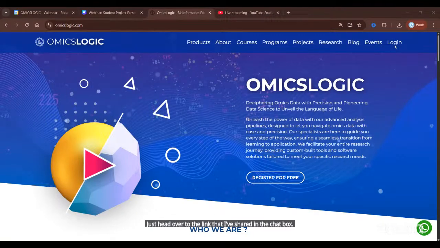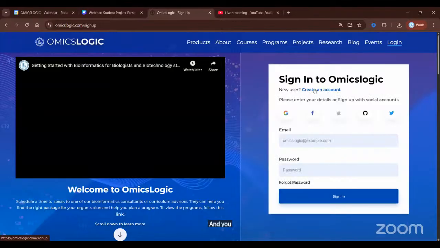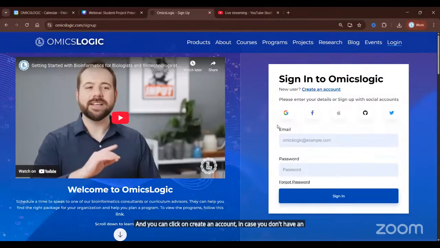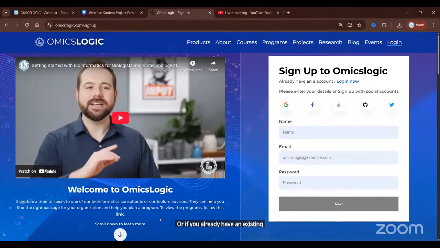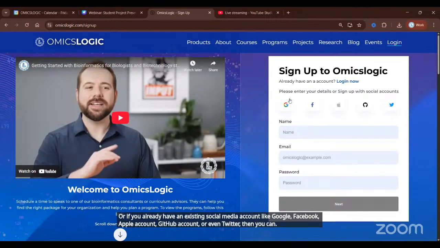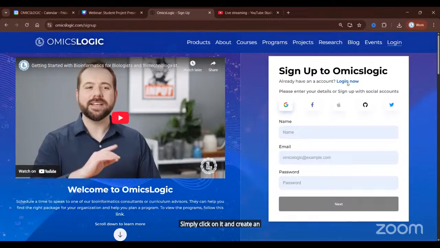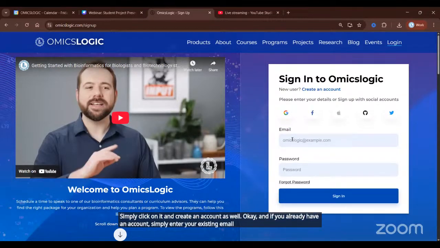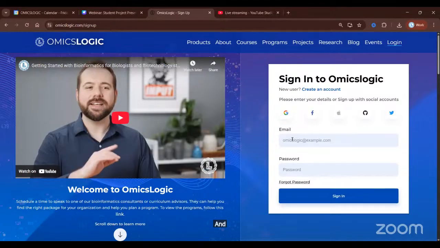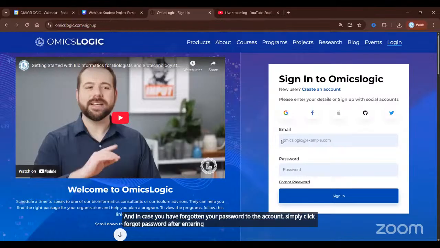You can click on login and you can click on create an account in case you don't have an account yet. And here you can enter your name, email ID, password, and you can create an account. Or if you already have an existing social media account like Google, Facebook, Apple account, GitHub account, or even Twitter, then you can simply click on it and create an account as well. Okay. And if you already have an account, simply enter your existing email ID, password, and you can log in. And in case you have forgotten your password to the account, simply click Forgot Password after entering your email ID, and you will get an option in your inbox to reset the account.